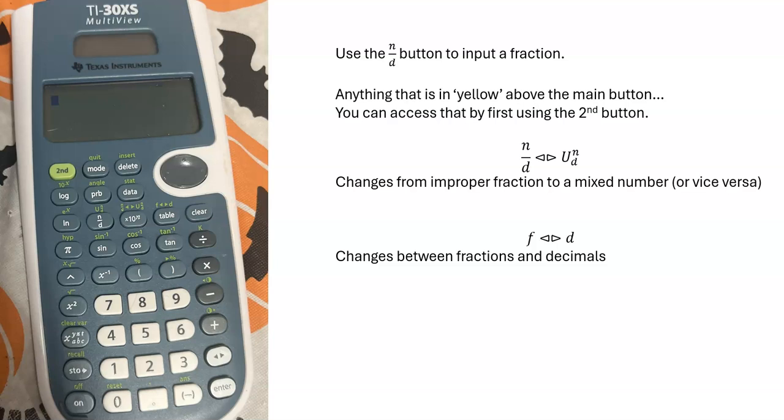If you need to simply reduce a fraction, you can do that as well. To reduce a fraction, all you need to do is input the fraction into your calculator. So you'll use that N over D button, put the numbers in, and then hit enter. And once you hit enter, it will automatically reduce that fraction for you. So maybe that will help you use your TI-30XS with fractions.